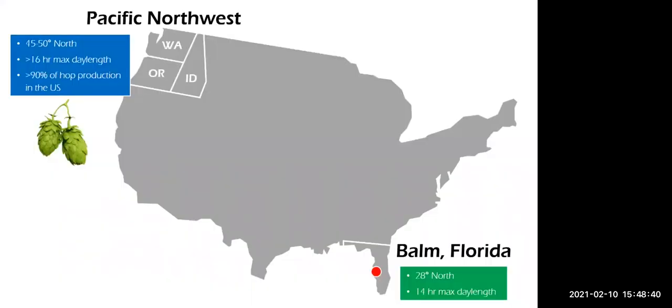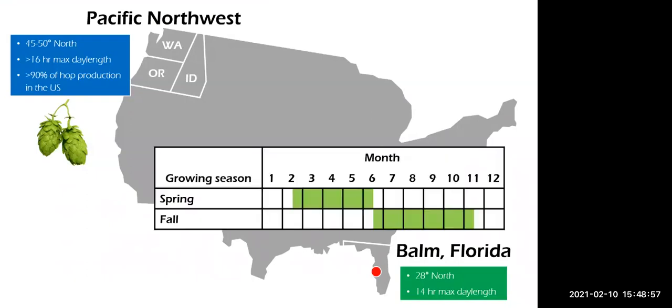Our climate is very different from the Pacific Northwest, where more than 90% of herbs are produced in the US. But because of the subtropical climate and flowering control using supplemental lighting, we have a unique production system with 2 growing seasons per year. Our spring season runs from February to June, and the fall season is from June to November.